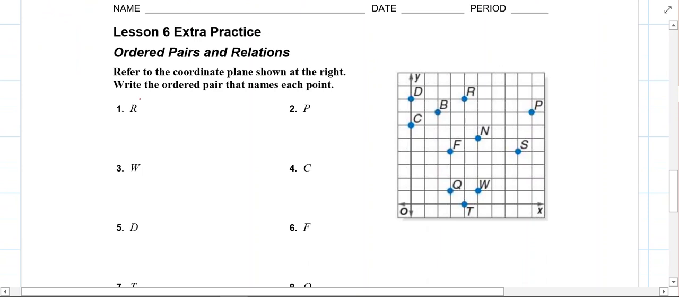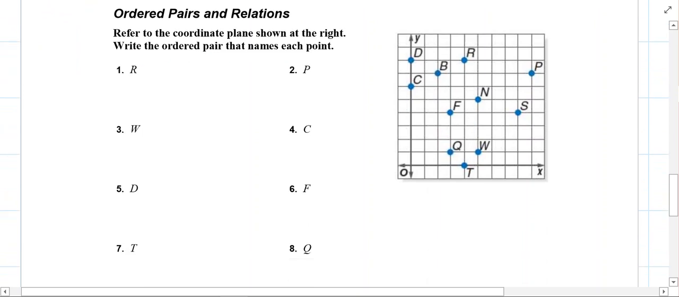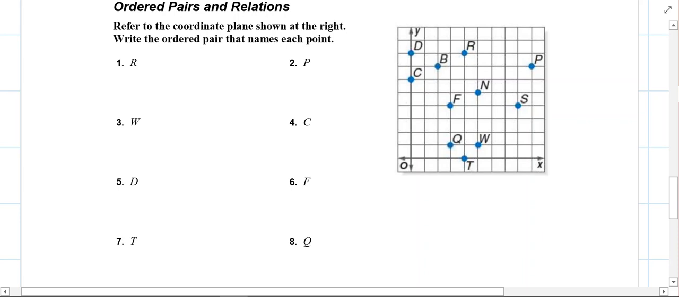We always want to read our directions. It says refer to the coordinate plane shown at the right. Write the ordered pair that names each point. So this doesn't have any numbers on it. You may number them. Some of you might want to go 1, 2, 3, but some of you might just count. Okay, so I don't label mine. I just count. So I go to R right here. I find R. R is right here. So I'm going to go ahead and count over. I'm going to start at my origin. I'm not going to count this line. Don't count this as 0.